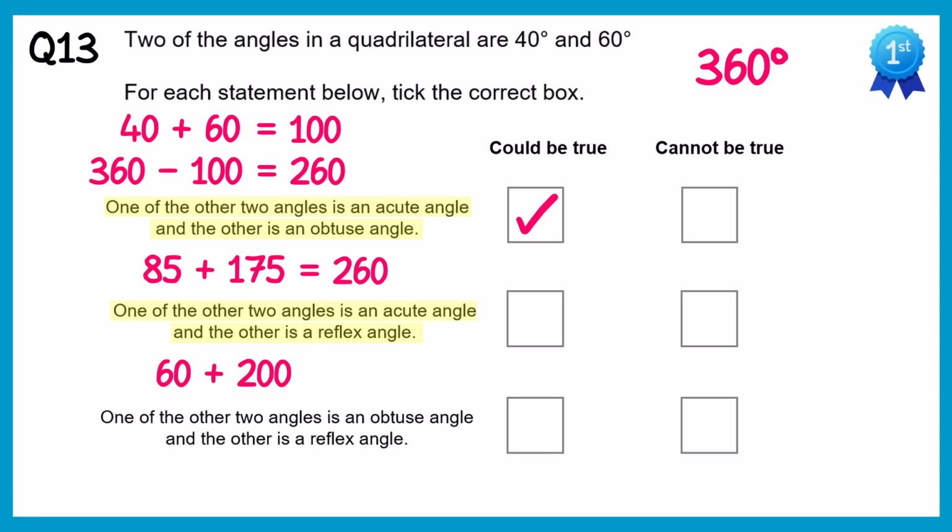If you did 60 for the acute angle and 200 for the reflex, 60 plus 200 is of course 260, so this one could be true.